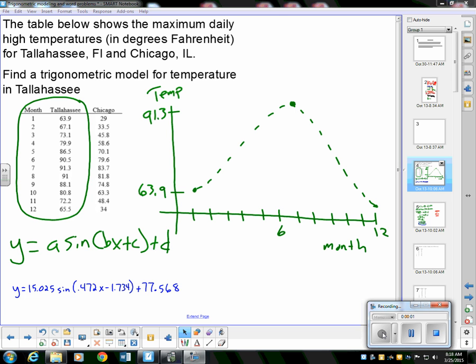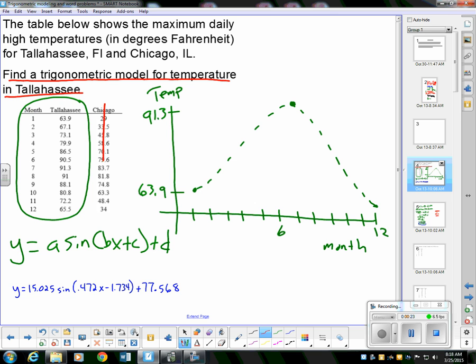All right, so I want to go through this problem right here. Class, we have seen this before. If you look at this, it talks about a table showing the maximum daily temperatures in degrees Fahrenheit for Tallahassee and Chicago. And then the task is to find a trigonometric model for the temperature in Tallahassee. So we're not really even concerned about Chicago. We're only concerned about Tallahassee and the month.